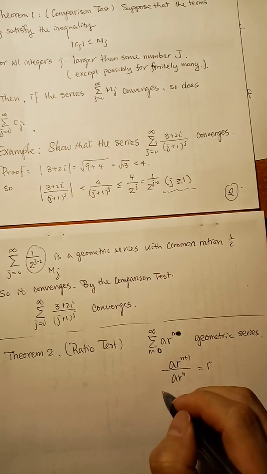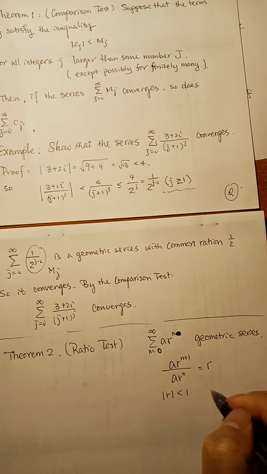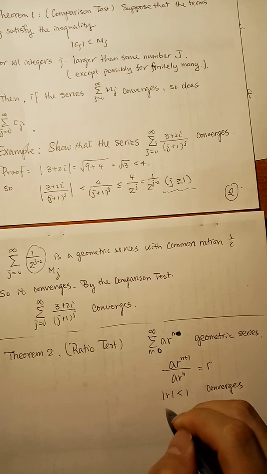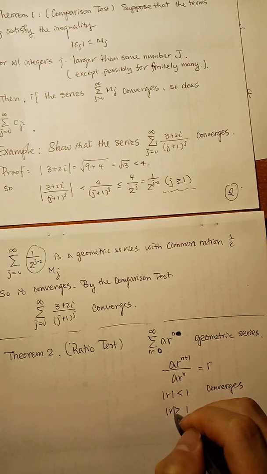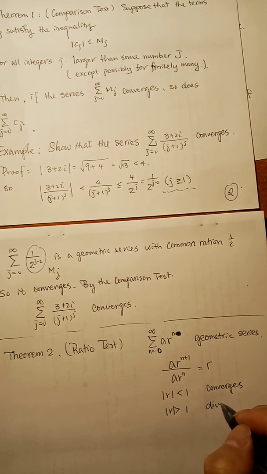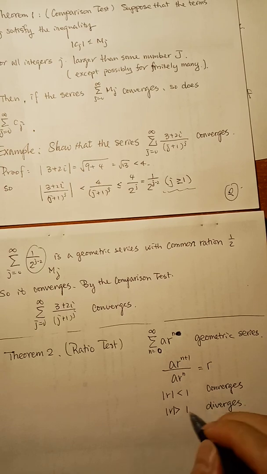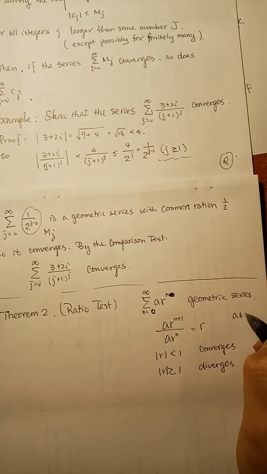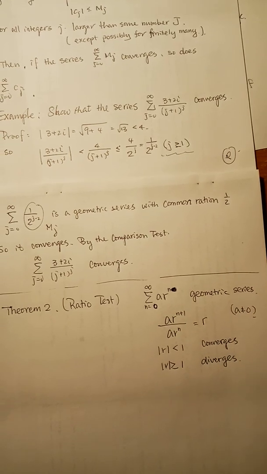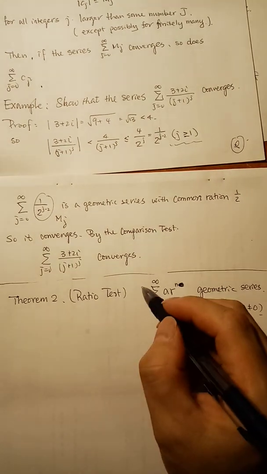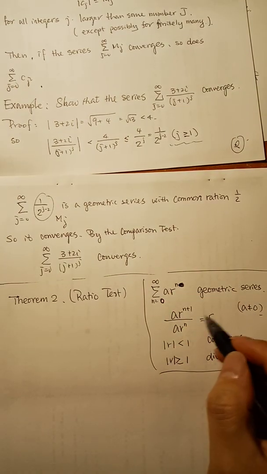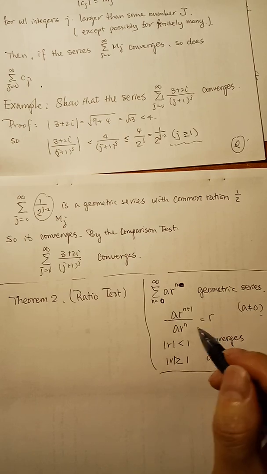We know that if the ratio is less than 1, it converges. If the ratio is greater than 1, it diverges. Checking greater than or equal to 1, both diverge, except a, of course; here we assume a is not 0. So this is the geometric series. They have a fixed ratio, the common ratio.